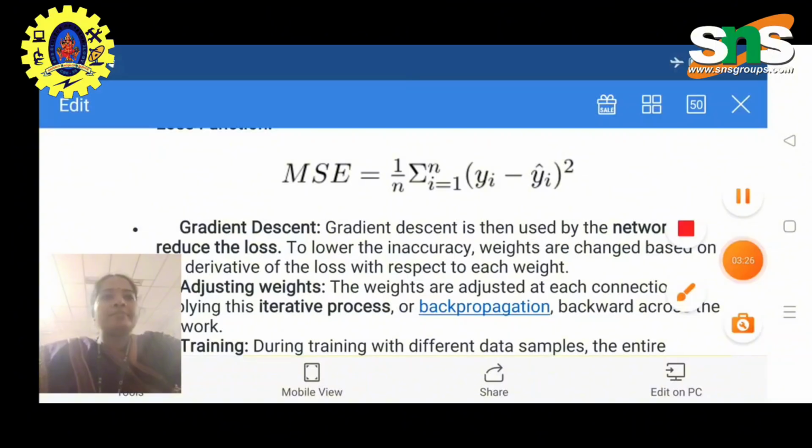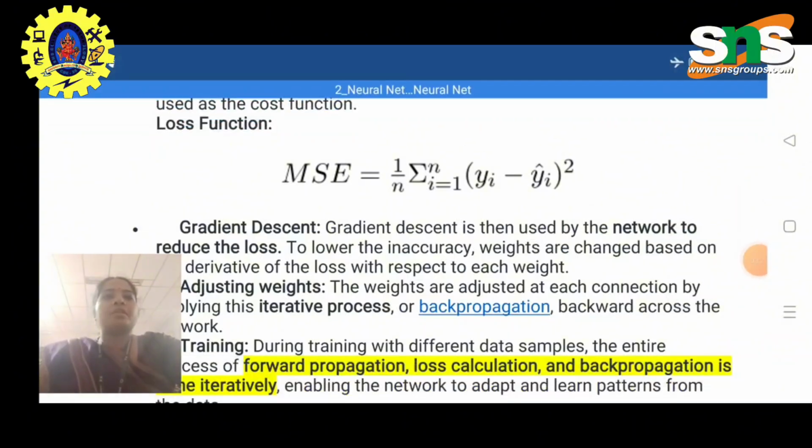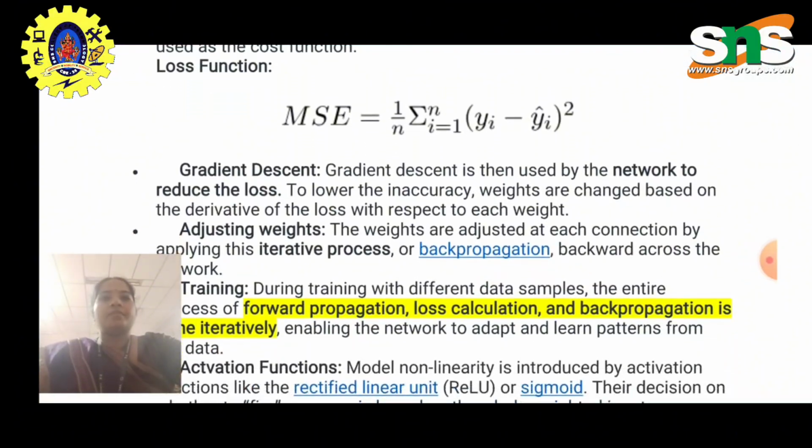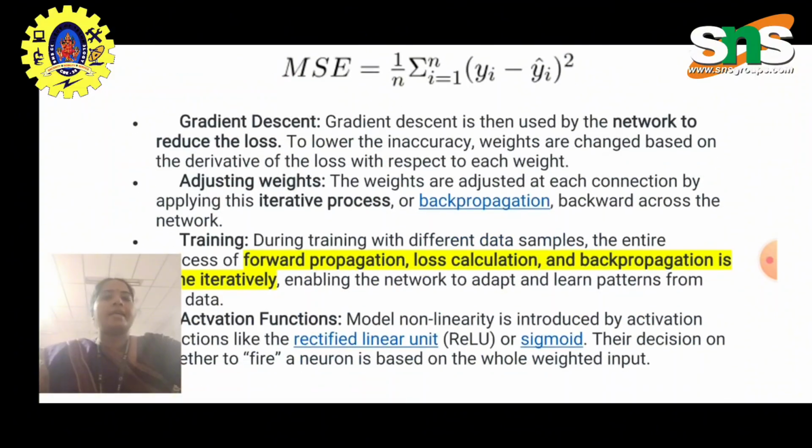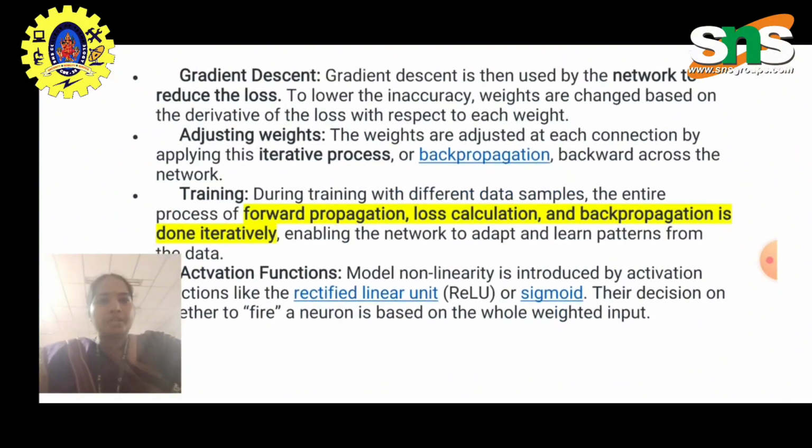To lower the inaccuracy, weights are changed based on the derivative of the loss with respect to each weight. Adjusting the weights: the weights are adjusted at each connection by applying this iterative process of backpropagation backward across the network. Training: during training with different data samples, the entire cycle of forward propagation, loss calculation and backpropagation is done iteratively, enabling the network to adapt and learn patterns from the data.